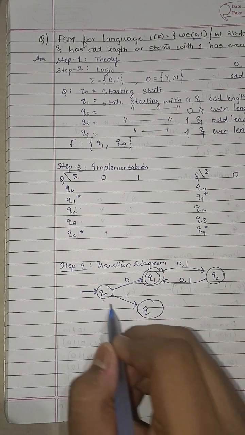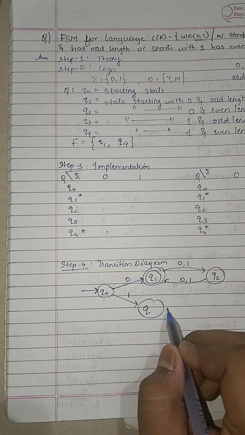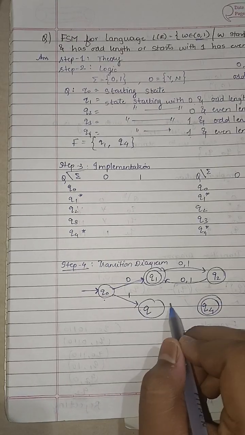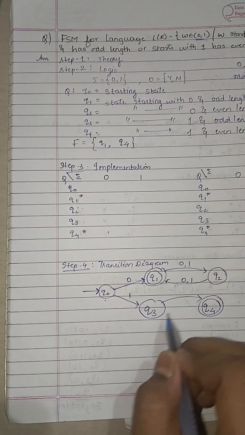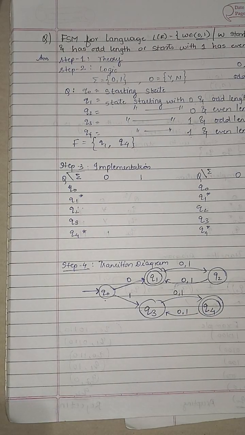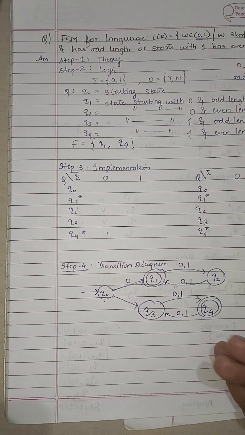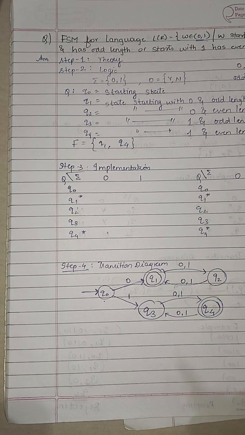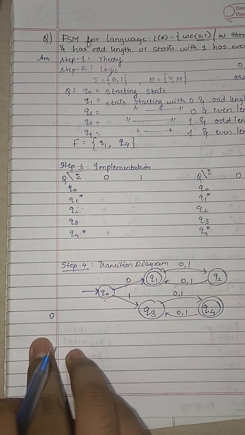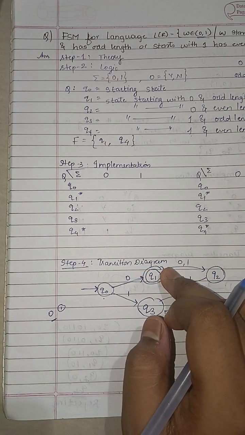When it receives 1, it must have an even length. So I will create a state here, Q4, which is our final state, and this will be Q3, with transitions 0, 1, 0, 1. Now see why I have done Q1 here, Q2 here, and Q3 and Q4 here. If we receive 0, there must be an odd length. A string can be simply 0. Yes, it is of length 1, meaning odd length, so it will be accepted here.